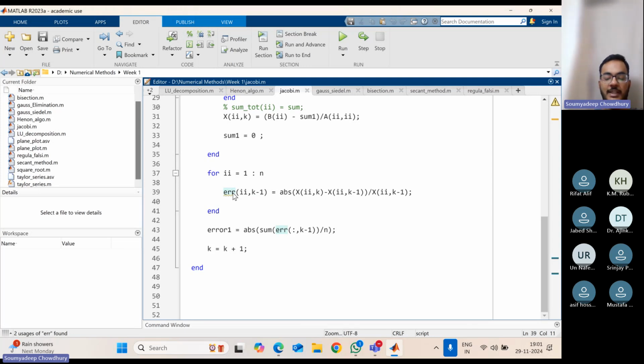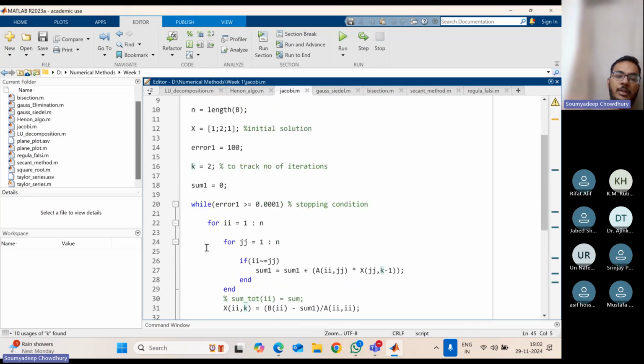So if we subtract x3 and x4 and divide it by x3, we'll get a matrix. So basically we have to take the average of that matrix, that is the sum of the elements, error 1, error 2 and error 3. Then we have to average that. So that is what we are basically doing here at error 1. So in line number 39, we are trying to find out the error matrix, and then in line number 43 we are trying to find the average of the error here. Then in line 45, we are incrementing the iteration by 1, and then again we are reiterating the same thing.